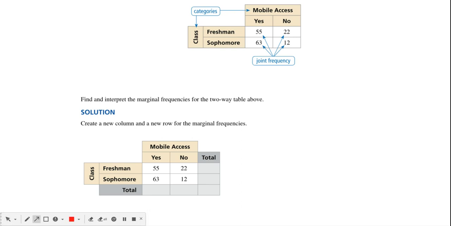This might be kind of dated because a lot of us have mobile access these days, but what we see down here at the very bottom is a total. Going across the row, we can see that 55 plus 22 will total up to 77. And we can also see that 63 plus 12 will be 75.